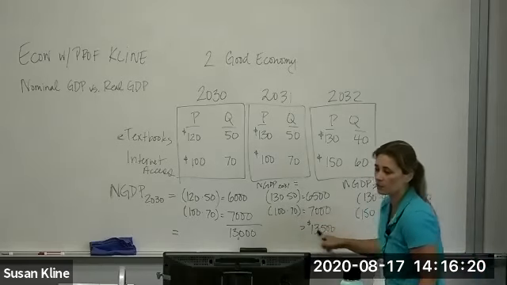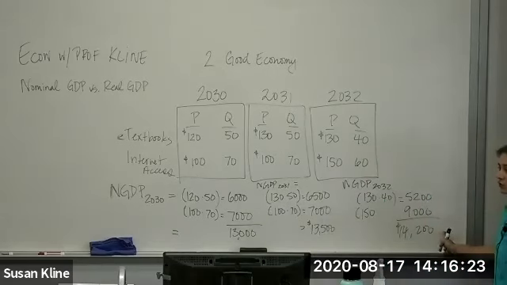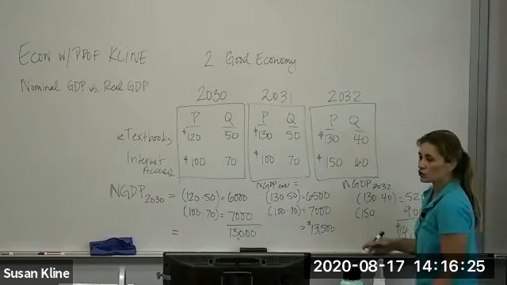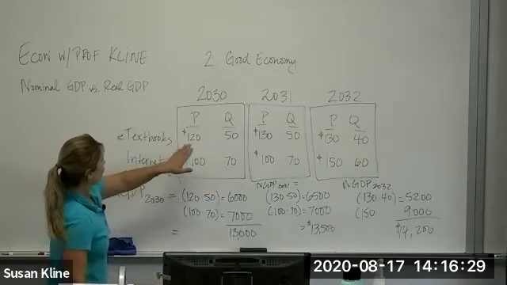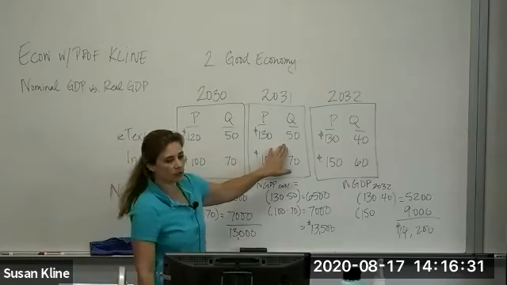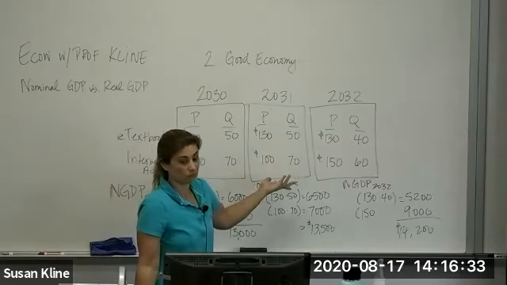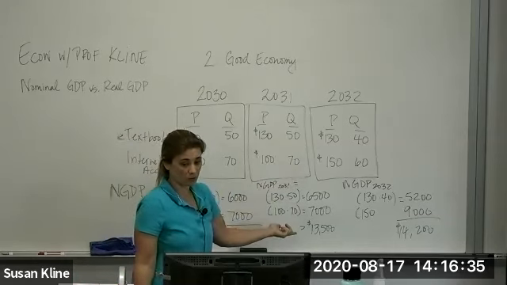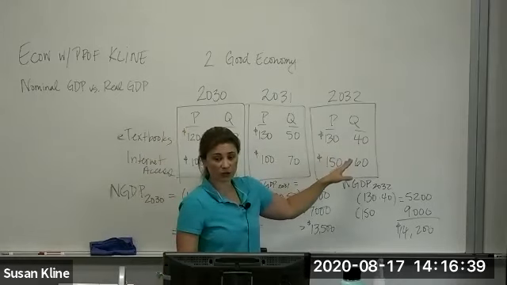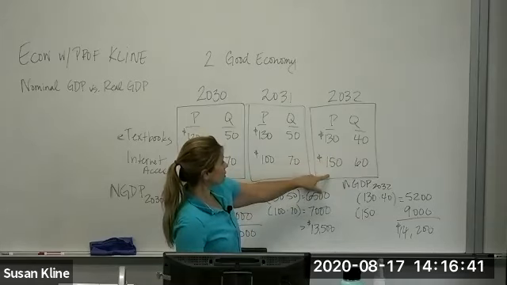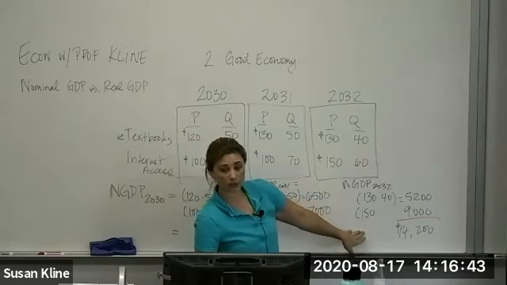14,200. So nominal GDP went up each and every year, right? That's just telling us GDP has gone up, but look at what's going on here. From 2030 to 2031, only the price went up. So is this really economic growth, right? In 2031, 2032, the prices went up, which is why nominal GDP went up even more.